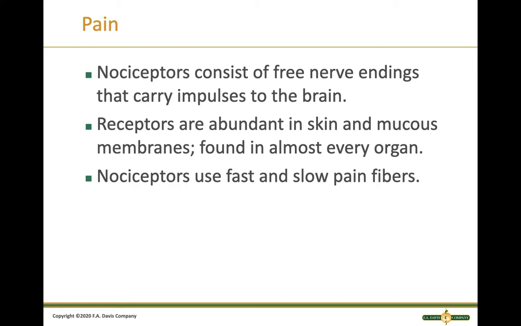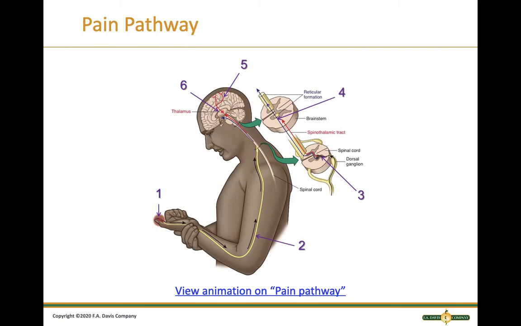Nociceptors consist of free nerve endings that carry impulses to the brain. These receptors are abundant in the skin and mucous membranes and in almost every organ. They use two types, fast and slow pain fibers. This shows the pain pathway. We're going to watch this animation.